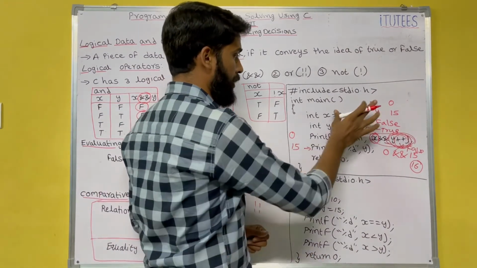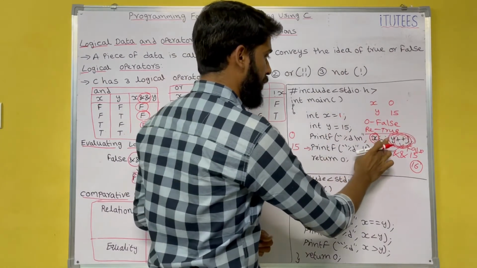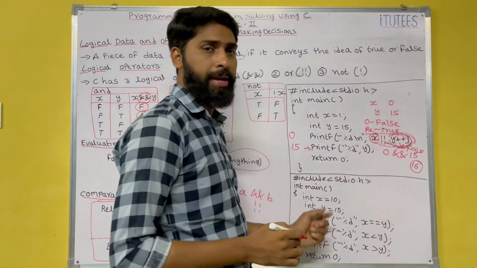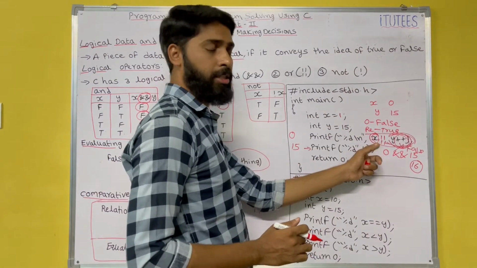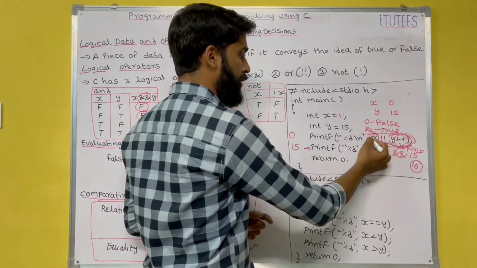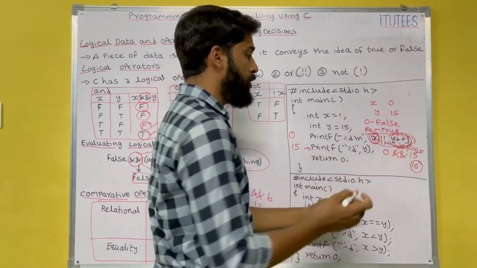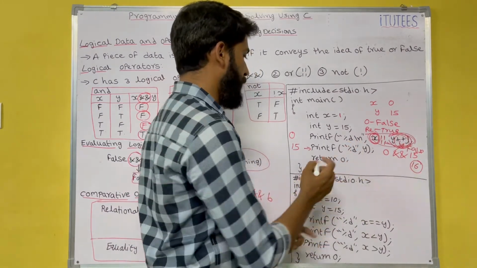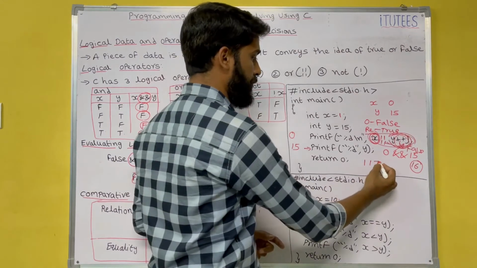If I use x equals 1, and in place of the AND operation you use OR: x OR y plus plus. In this case also, x equals 1, and 1 means true. Whenever the first expression is true, the entire expression is true. So the compiler ignores the remaining expressions and prints 1 as output, and the y value remains 15.